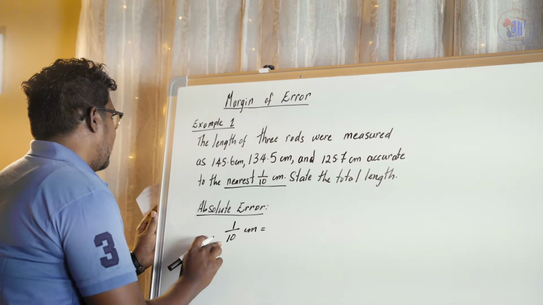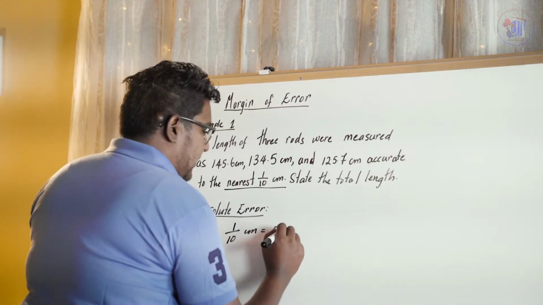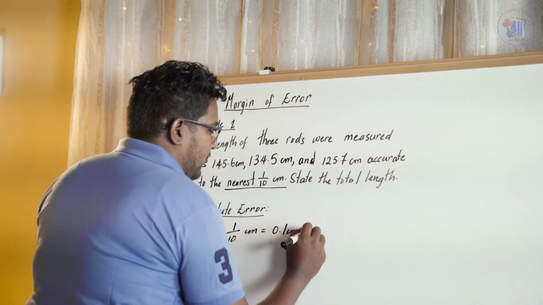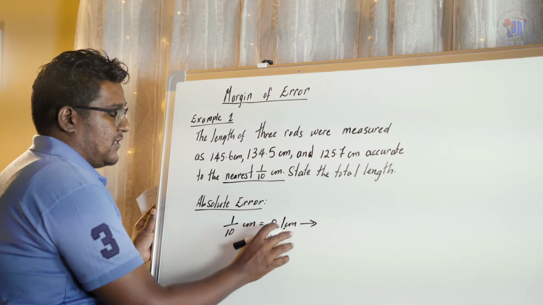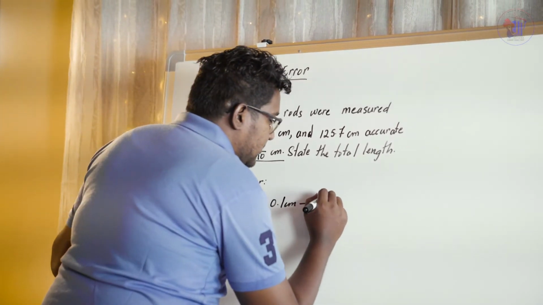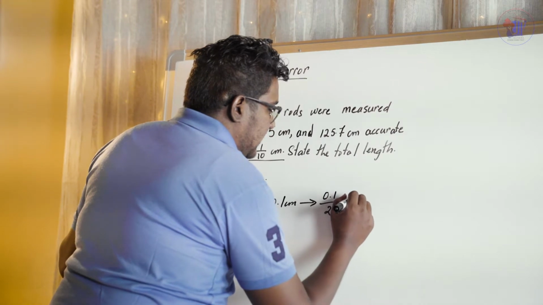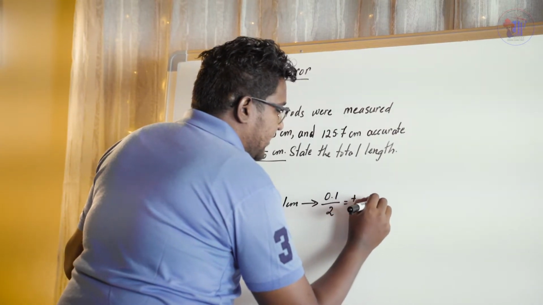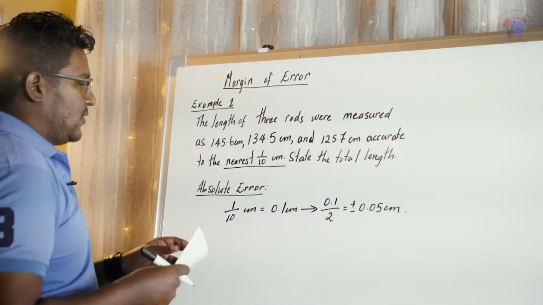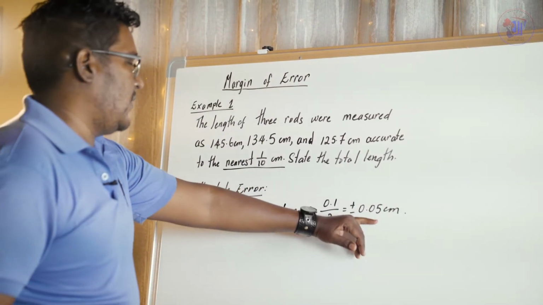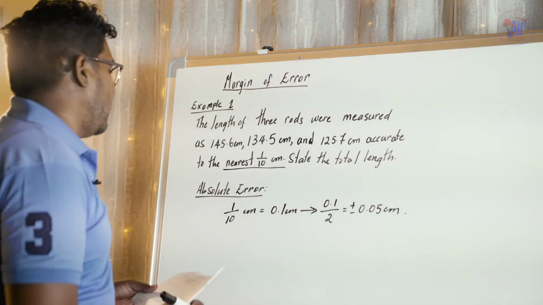And when we divide here, we're going to get 0.1 cm. Remember that the absolute error is half of the smallest unit, so we now have to divide this by 2. So it's 0.1 divided by 2, and that's going to give me plus or minus 0.05 cm. So this is the error we would be working with. So let's go and find the maximum length and the minimum length.